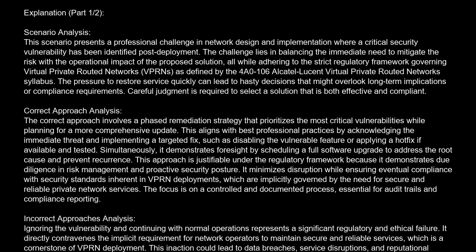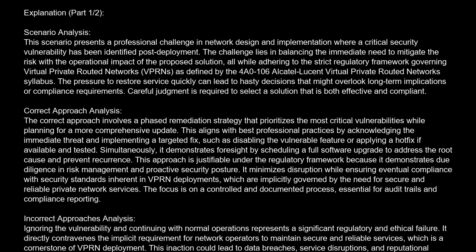The pressure to restore service quickly can lead to hasty decisions that might overlook long-term implications or compliance requirements. Careful judgment is required to select a solution that is both effective and compliant. Correct approach analysis. The correct approach involves a phased remediation strategy that prioritizes the most critical vulnerabilities while planning for a more comprehensive update. This aligns with best professional practices by acknowledging the immediate threat and implementing a targeted fix, such as disabling the vulnerable feature or applying a hotfix if available and tested.